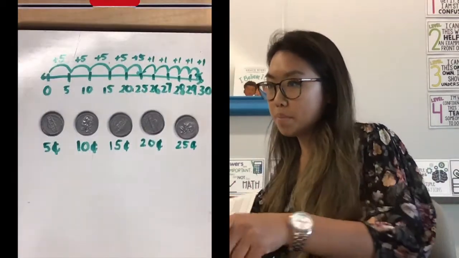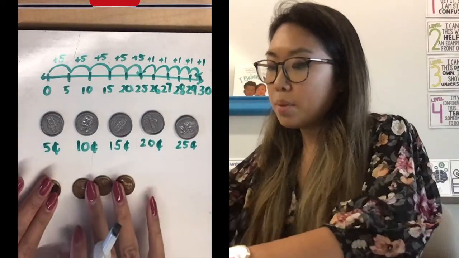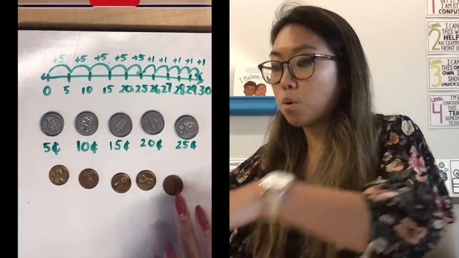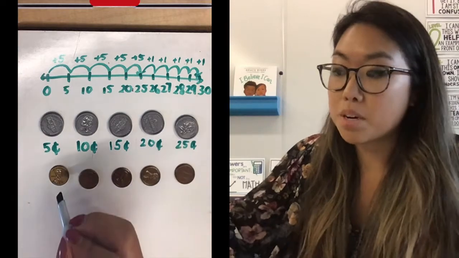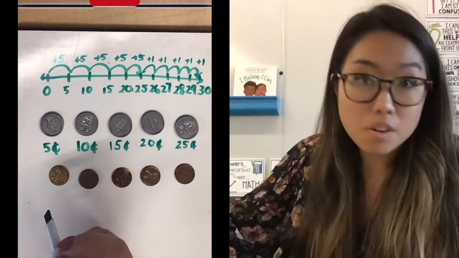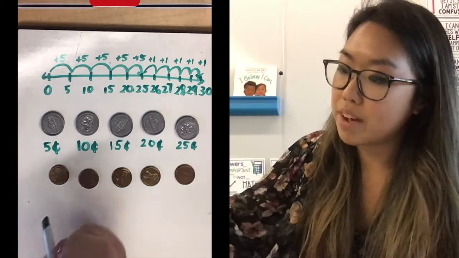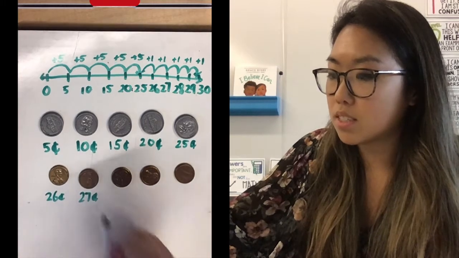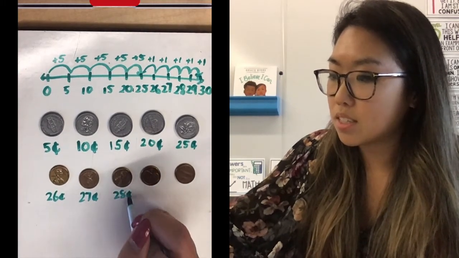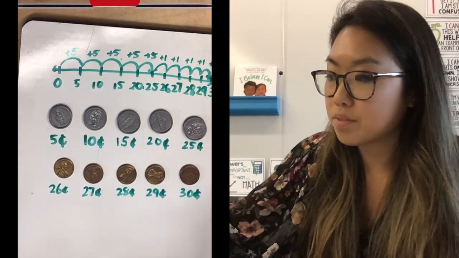So let me move my pennies so you can see my board. Because I'm skip counting, I'm looking for the total value of all my coins. So I have 25 cents, but a penny is worth 1 cent. So I'm not going to skip count by 5's. Now I'm going to skip count by 1's. So 25 plus a penny is 26 cents, 27 cents, 28 cents, 29 cents, and 30 cents. That is how I can skip count.